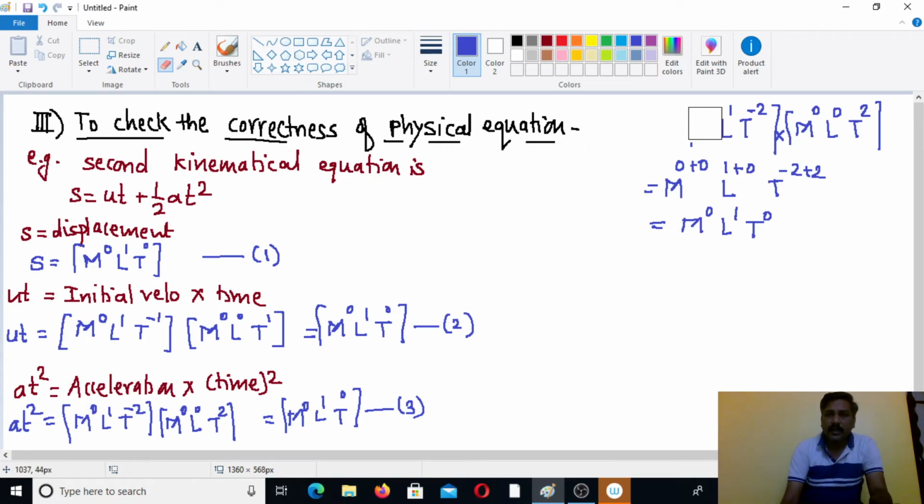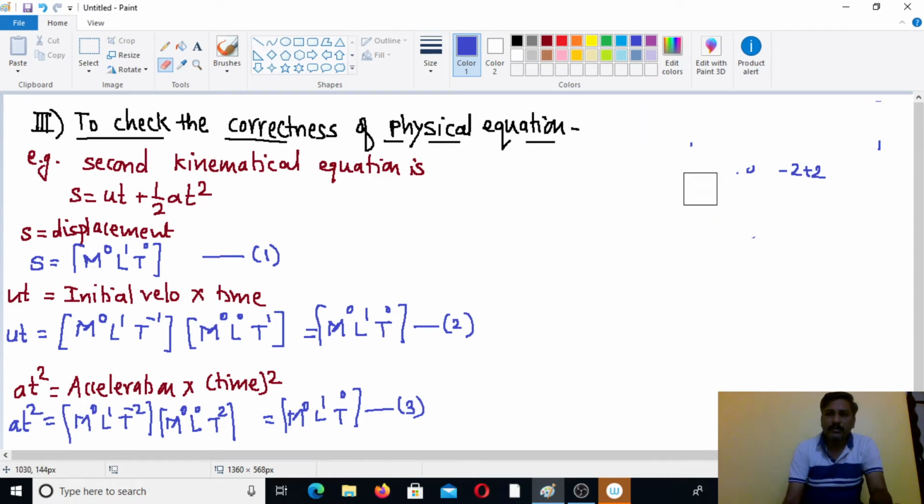If you see all the equations, number 1, 2 and 3, then we conclude that in all the equations the dimensions are same, meaning the dimensions of S, the dimensions of ut and the dimensions of a t square are same. Therefore this equation is a physically correct equation.